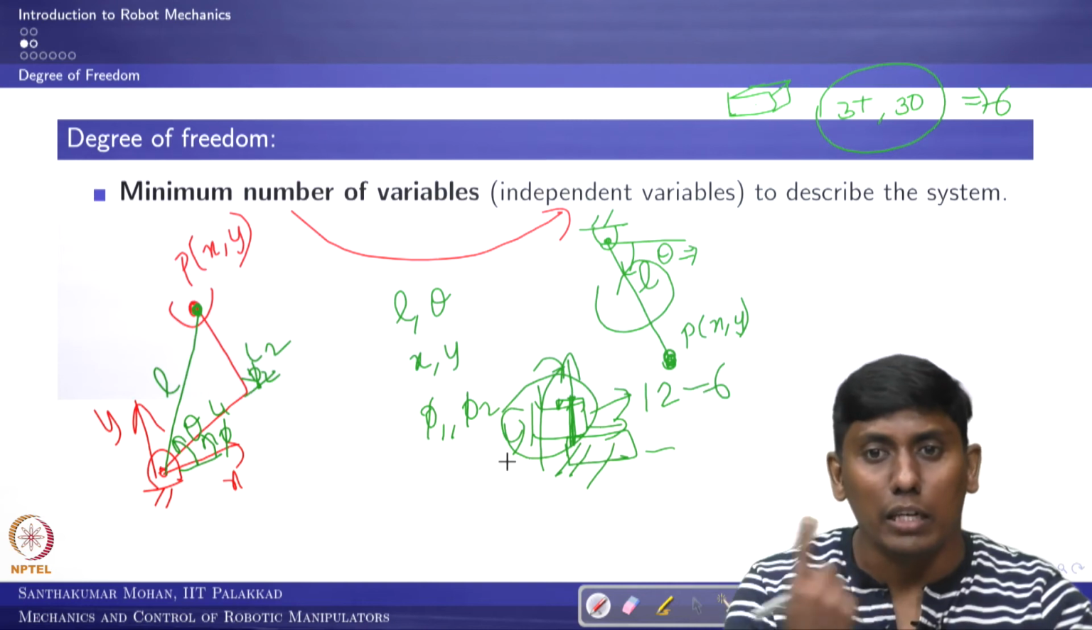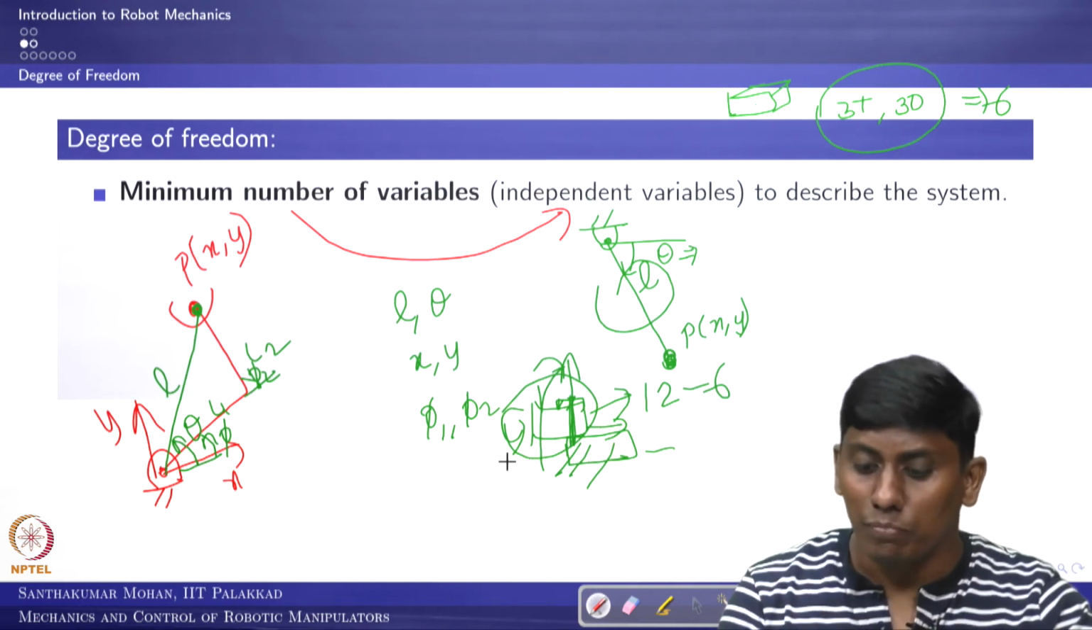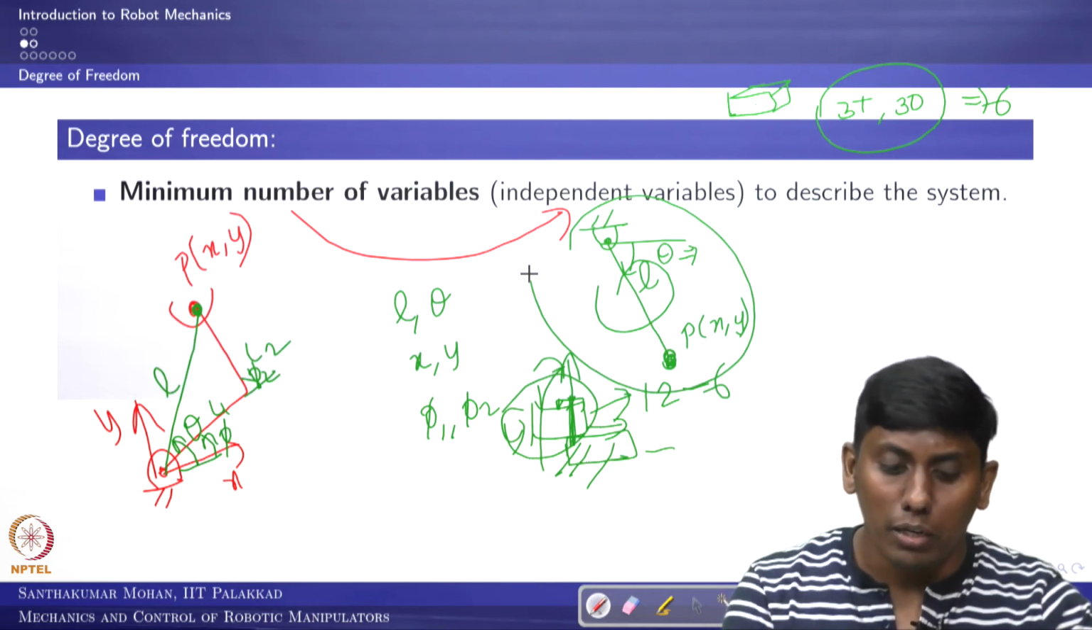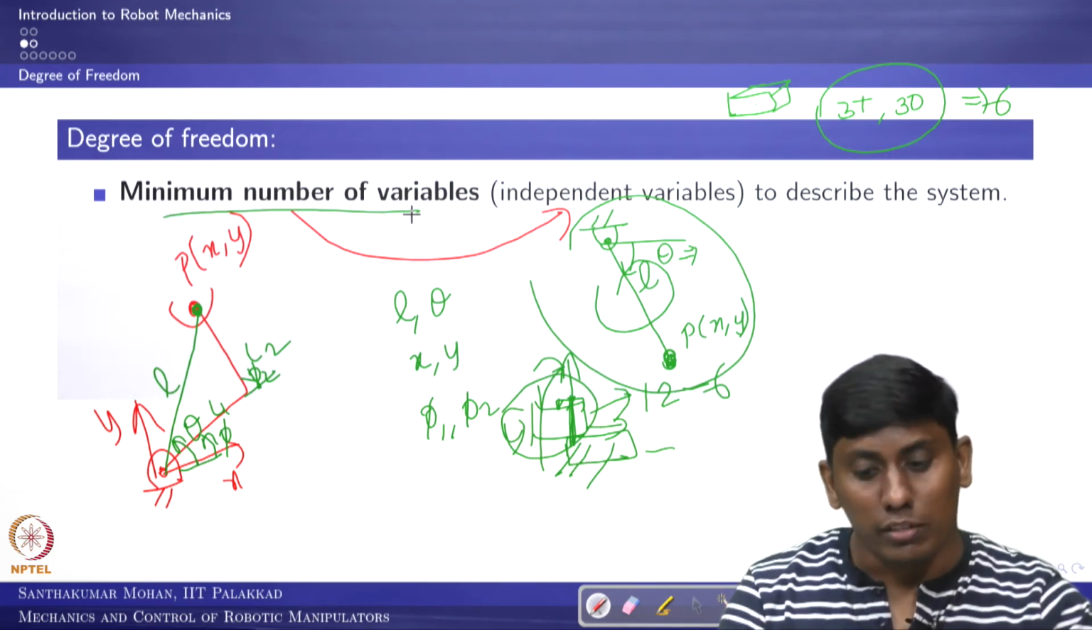It can rotate only about the vertical axis. In the sense, it is a 1D system. This is what you have seen here, right. So in the sense, degree of freedom is nothing but the minimum number of variables to describe the system.